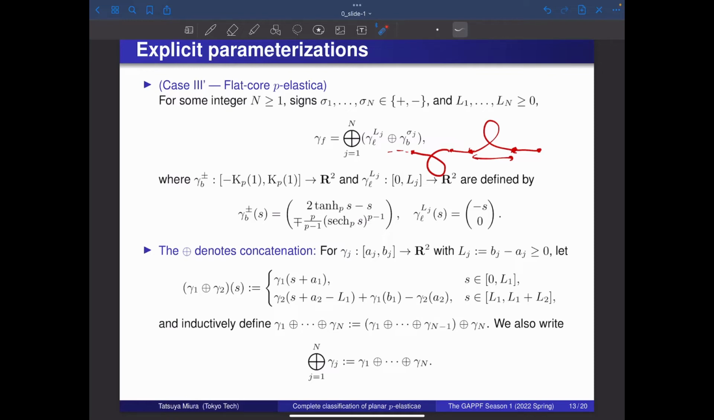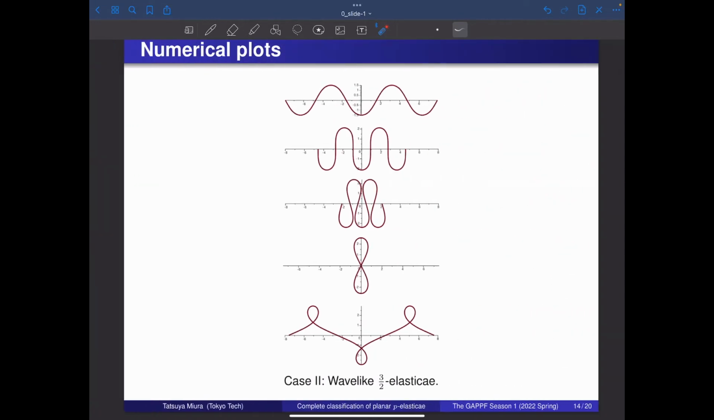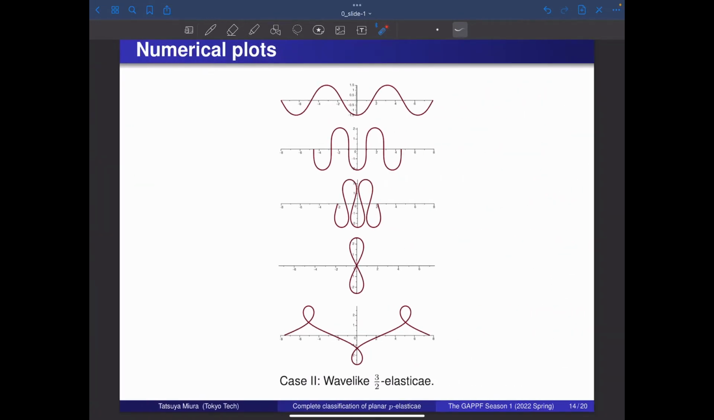Okay, so these are explicit parameterizations. And also here, I show you some numerical plots of the profiles. And this figure shows some examples of a one-parameter family of wave-like P-elastica with the exponent P equal to 3/2.